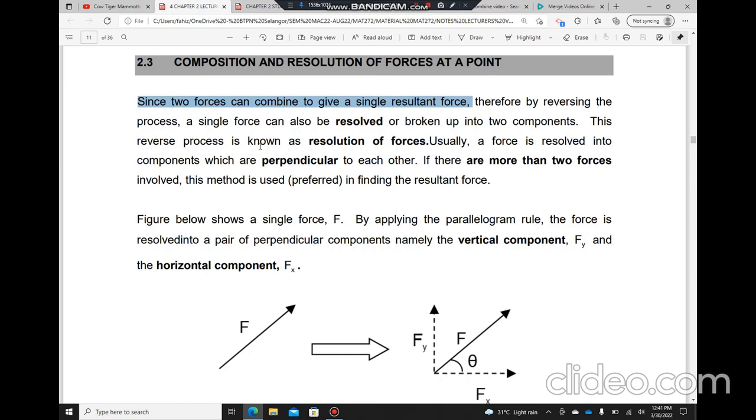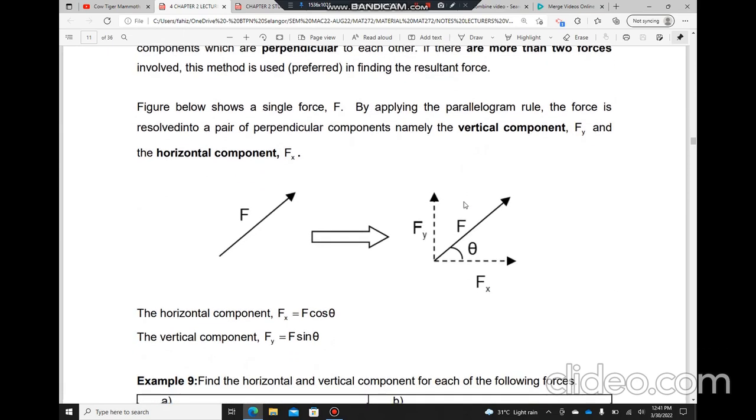This reverse process is known as resolution of forces. So yang ni kita panggil proses resolution, kalau sebelum ni adalah resultant kan. Okay, usually a force is resolved into components which are perpendicular to each other. If there are more than two forces involved, this method is used in finding the resultant force.